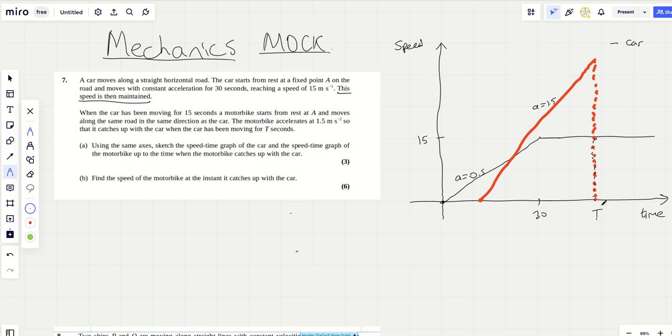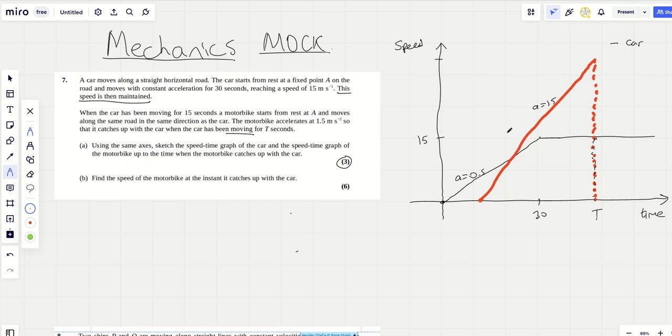Okay, and this is a time t. You always want to ask yourself, when they give a time like capital T, is that since the car started? And I think it is. The motorbike accelerates at 1.5 so that it catches up with the car when the car has been moving for t seconds. There's lots of subtleties in that. But anyway, that's going to score you top marks for the first question.